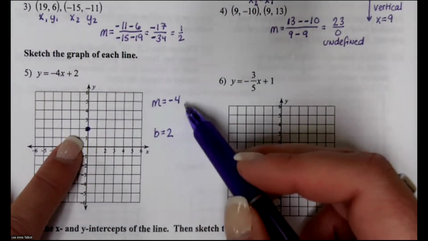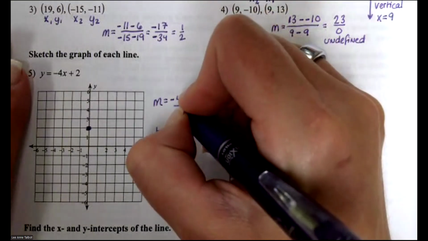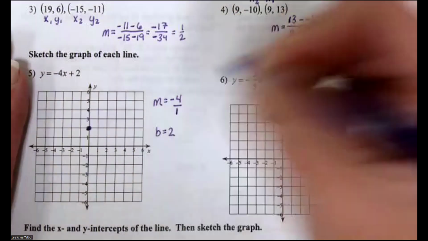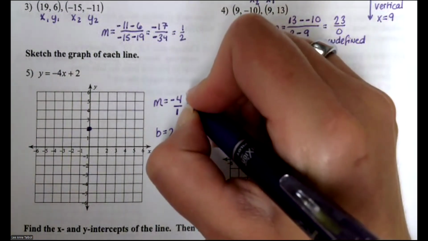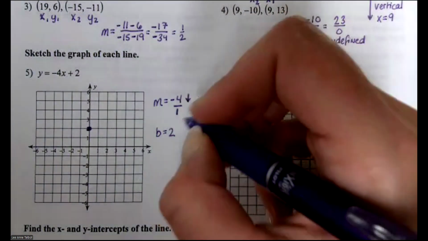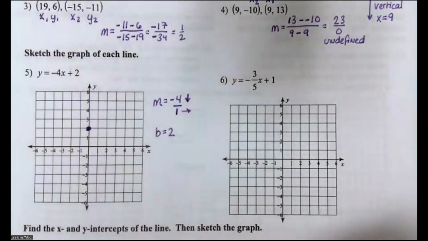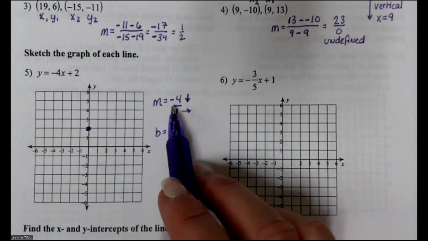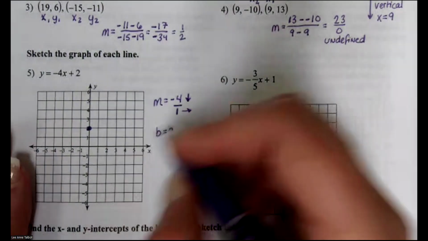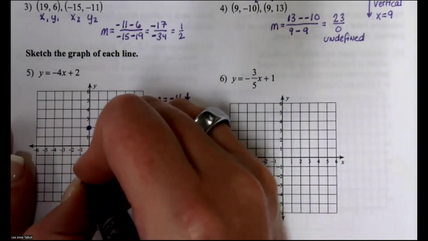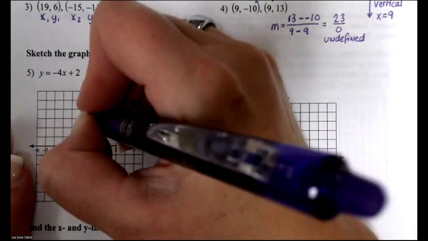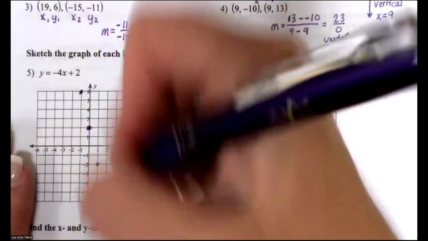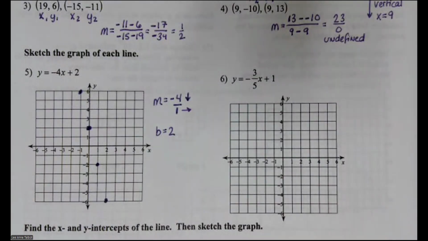Okay, now if the slope is -4, what I like to do is I like to put it over 1 because anything divided by 1 is itself. And then it's negative, so I'm going to go down and right. So since the slope is negative, I'm going to go down and right. So down 4, right 1. Make sure that you put all the possible dots on the paper that you can. So go forward and backtrack.